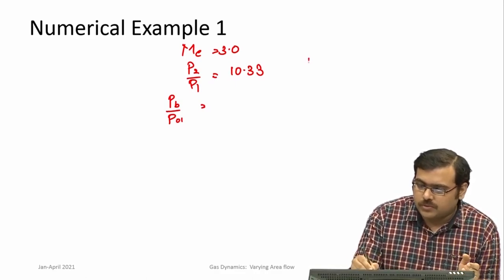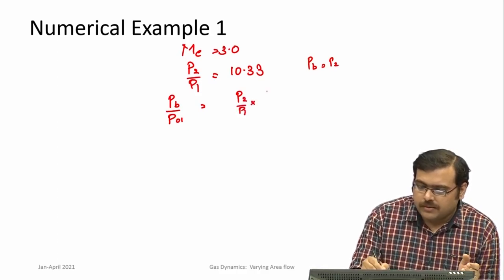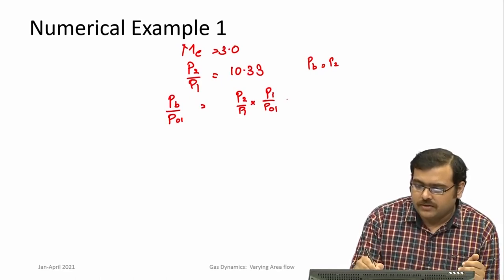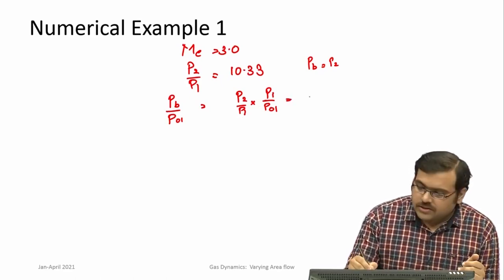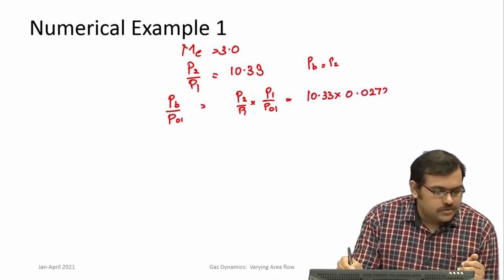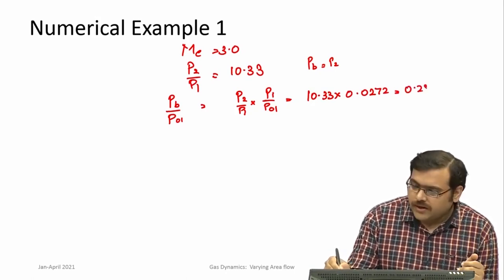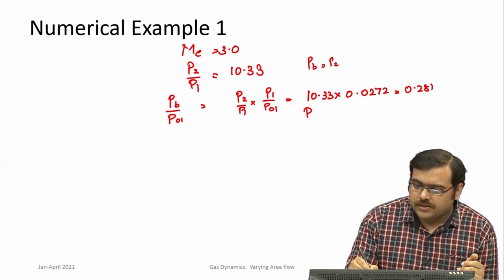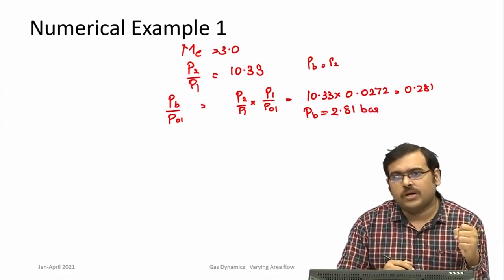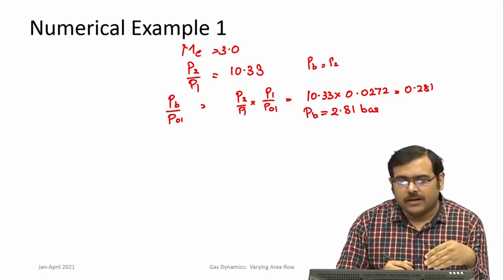PB will be equal to P2. So it is P2 by P1 multiplied by P1 by P01, where P1 by P01 corresponds to complete isentropic expansion, and P2 by P1 is across the shock. So 10.33 multiplied by 0.0272 is 0.281. So the back pressure when this would be achieved is 2.81 bar. Okay, so you see it's considerably high compared to a completely expanded flow.